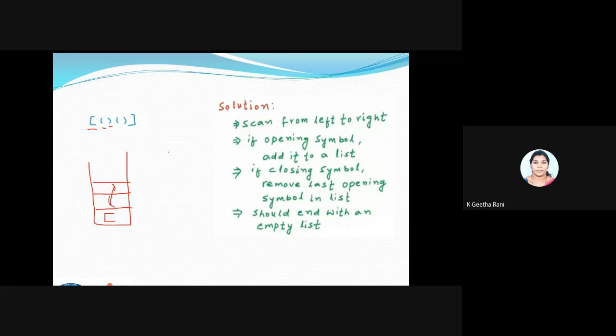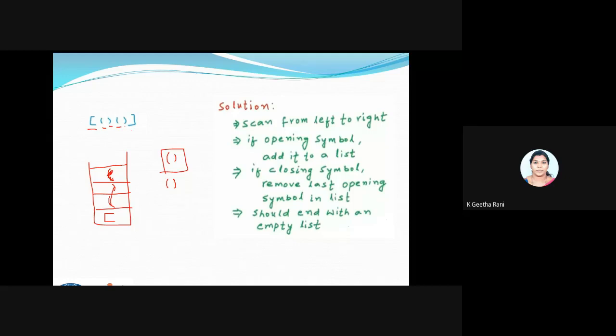So what happens, this comes out. Now this I'll call a balanced parenthesis. My next one is again an opening symbol, put inside the list. Now I'm identifying a closing symbol. What I will do, I will take this from my stack. Now this will be another balanced bracket, so I won't be having this.